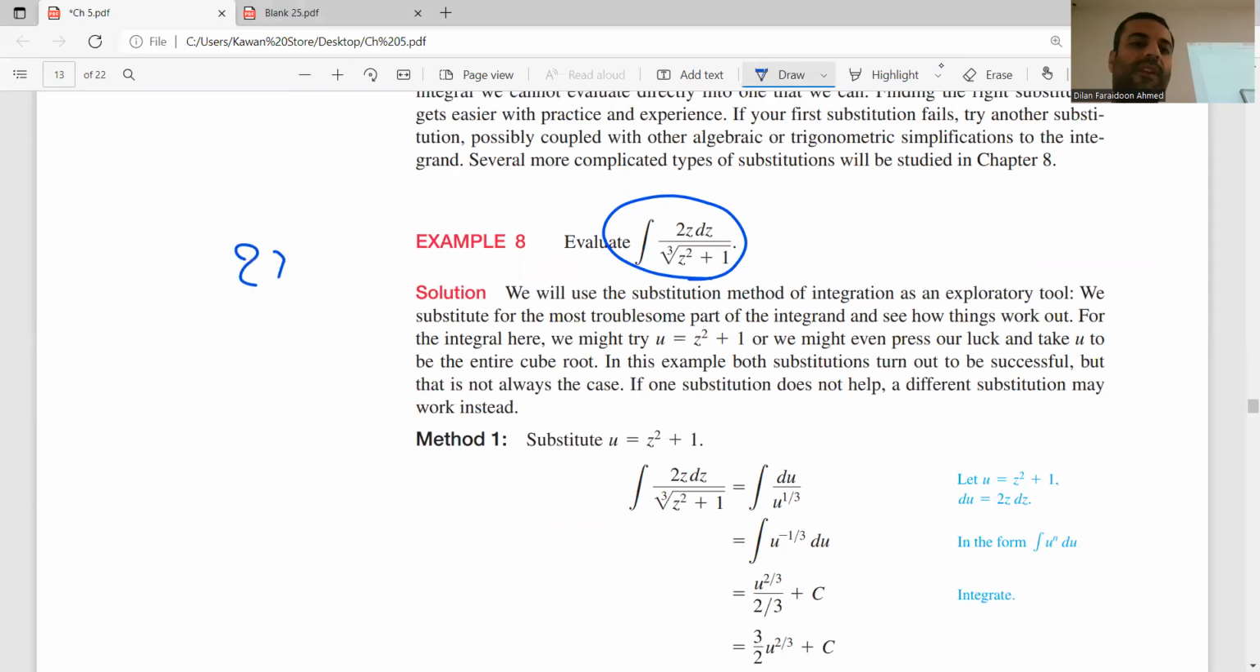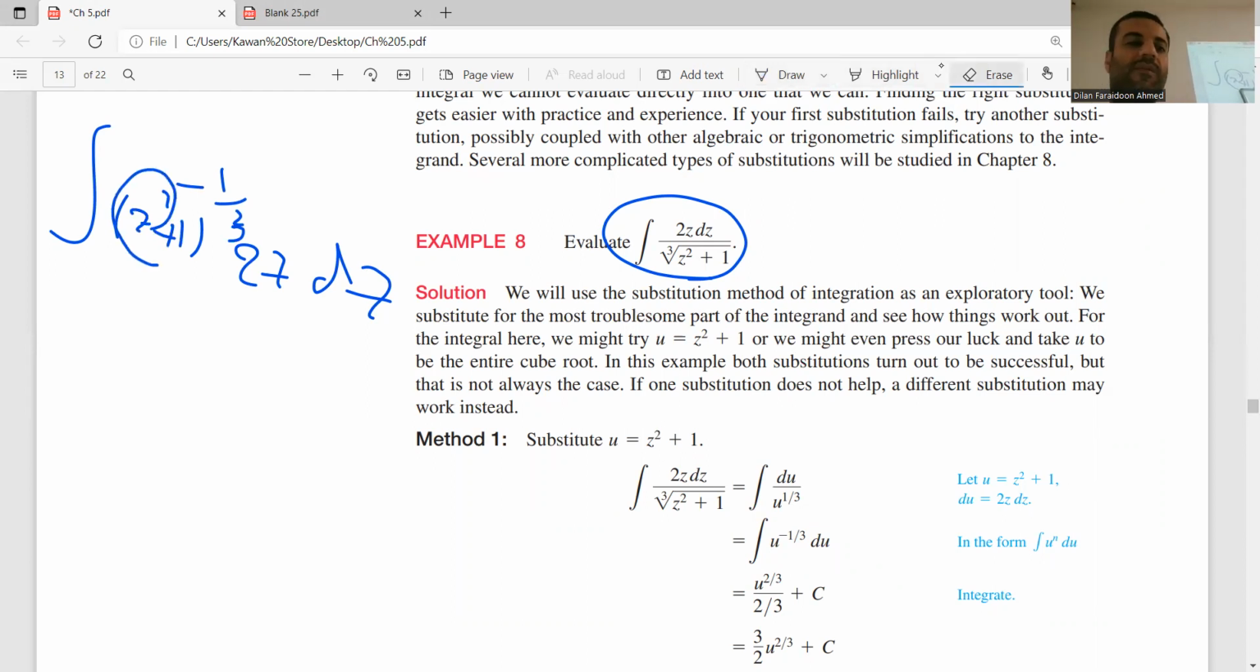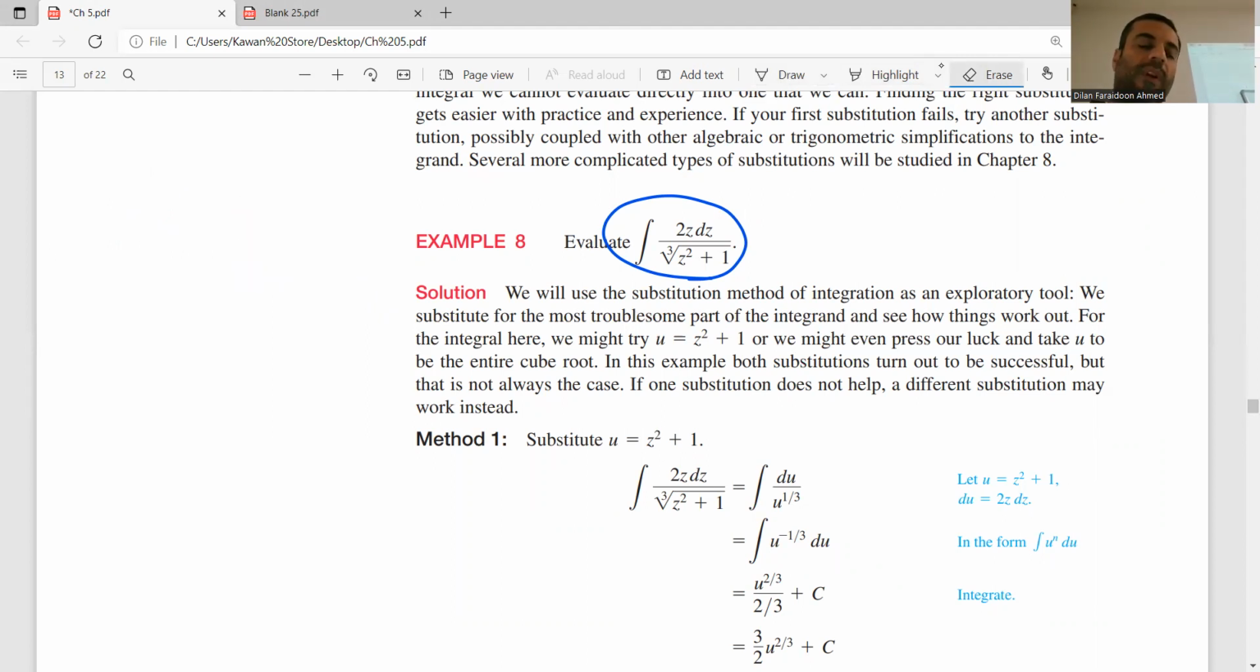We have 2z dz. You can also see in the previous video, we change this one as a minus 1/3. We bring this one up, so you have z squared plus 1. And you know the derivative of here is equal to 2z. That's why. So I'm going to solve it nicely for you. We see this one will come up.